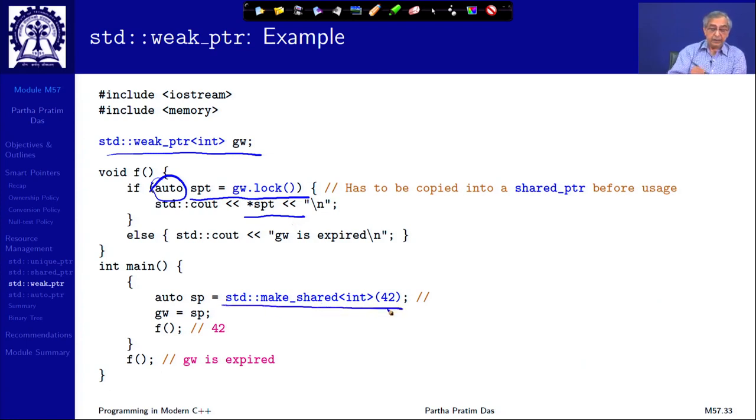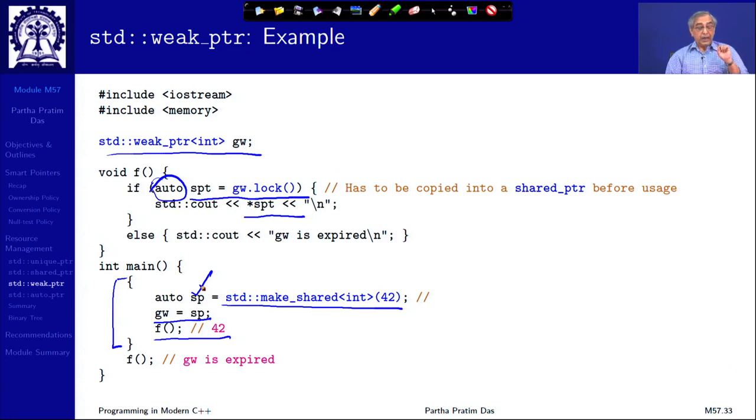Then we have created something with make_shared, and then we have assigned that to a weak pointer, right. So the weak pointer also observes it, and if you print f, it will be able to print f. But once you come out of this scope, naturally this will get deleted because it is an automatic scope. So once this shared pointer gets deleted, obviously the managed object will also get deleted.